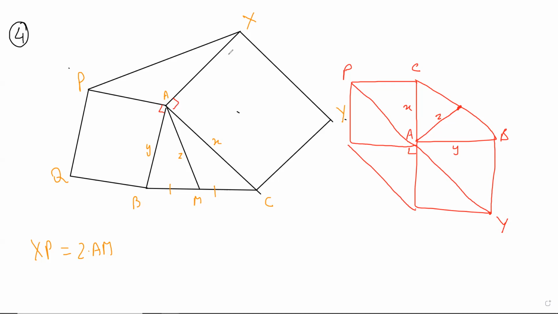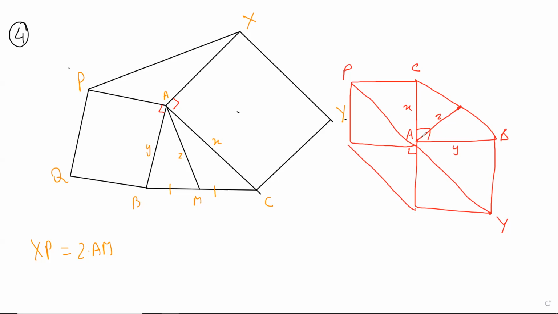Sir, in the second diagram, I want to say that PAC is 90. PAC is not 90, B or D? Yeah, BAC. Yes, so it's a right triangle. Yes, that's right.